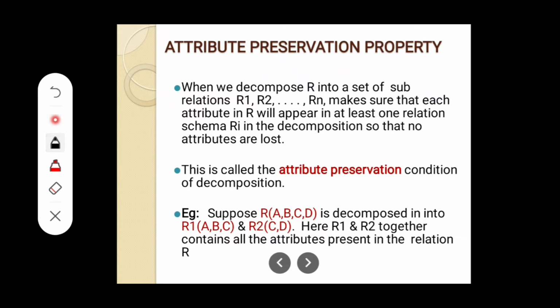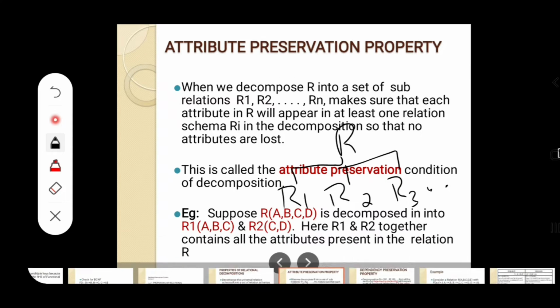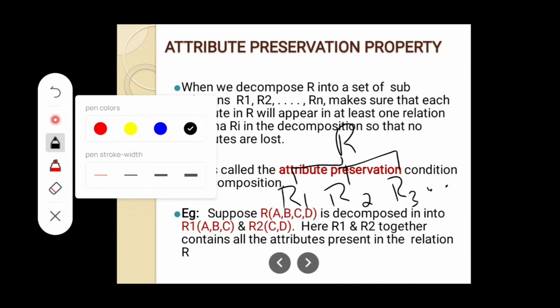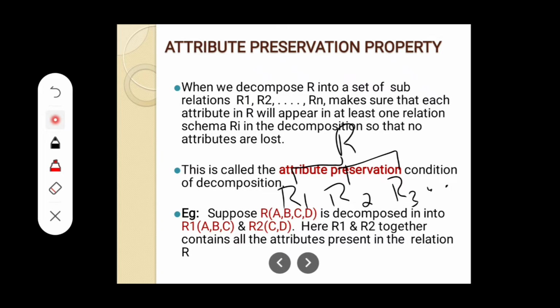That is, we are decomposing the relation R into sub-relations R1, R2, R3, etc. up to Rn. In that case, we make sure that the attributes in R must be available in at least one of these sub-relations R1 or R2 or R3. Suppose this R is having the attributes A, B, C.